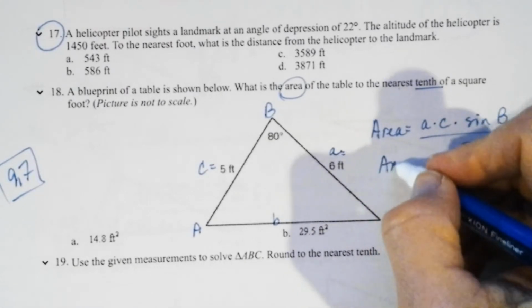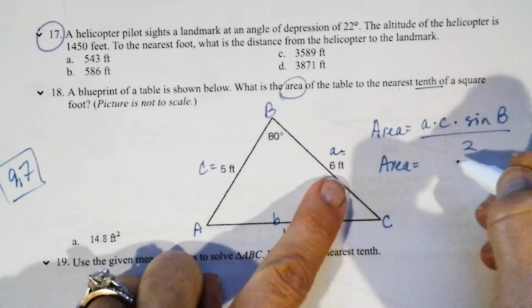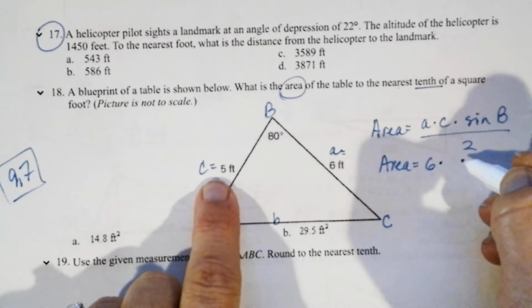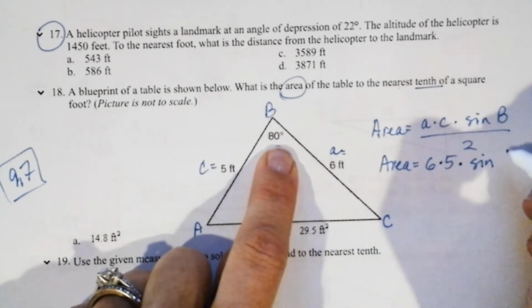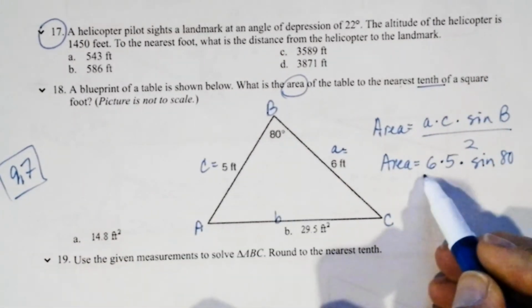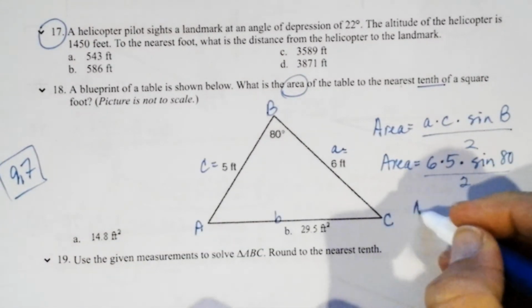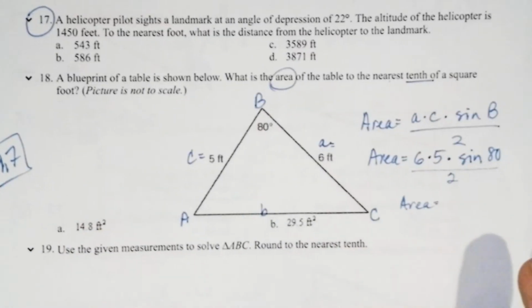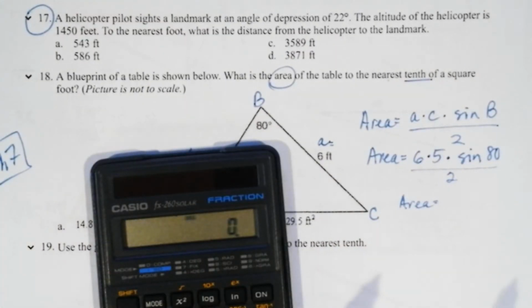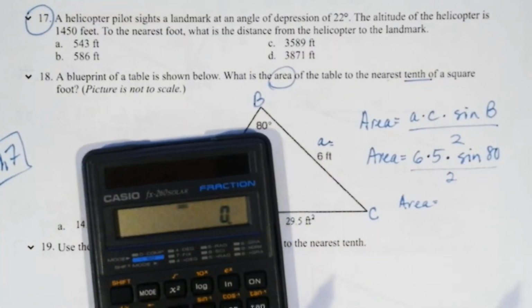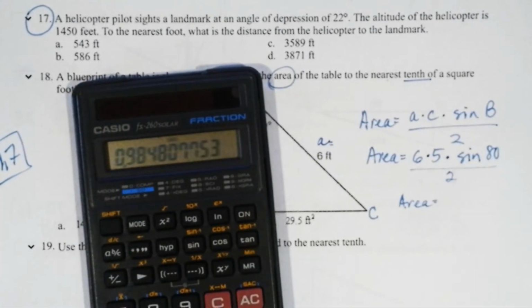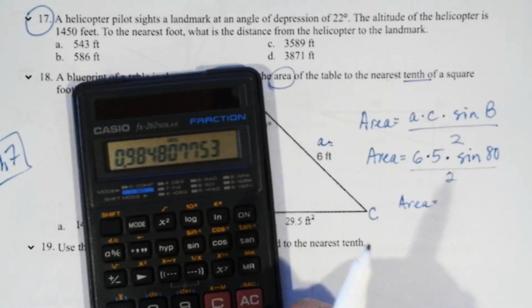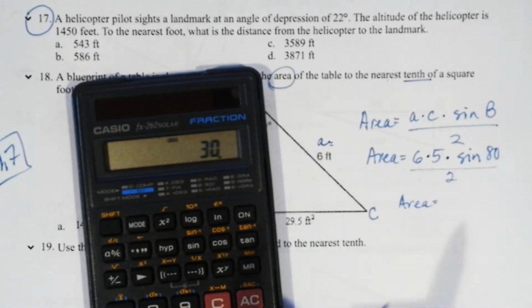So then area is equal to 6 times 5 times the sine of 80, and I divide that by 2. It's just a calculation. So grab our calculator. 6 times 5 is 30, well, let's do sine 80 first. So 80 times the sine button. Now I'm going to do times 30 divided by 2 equals.